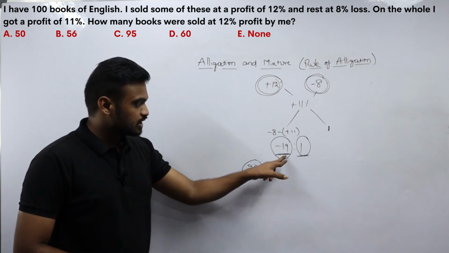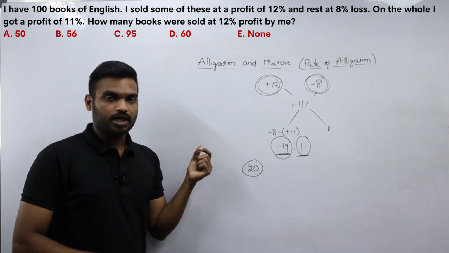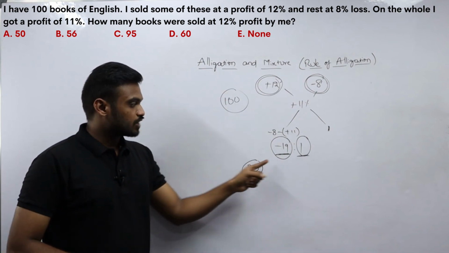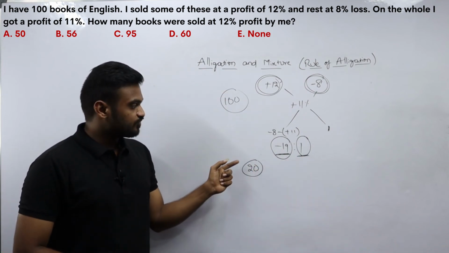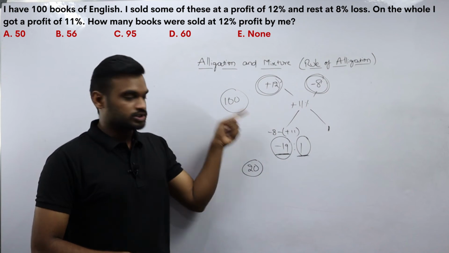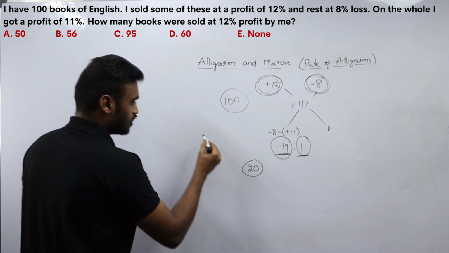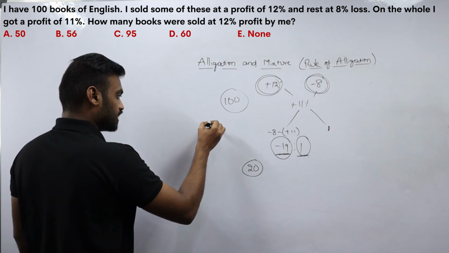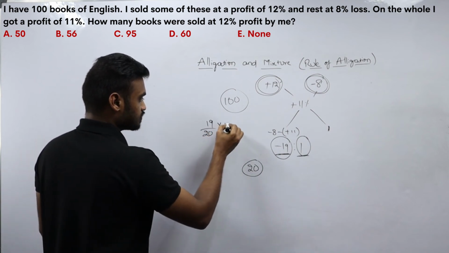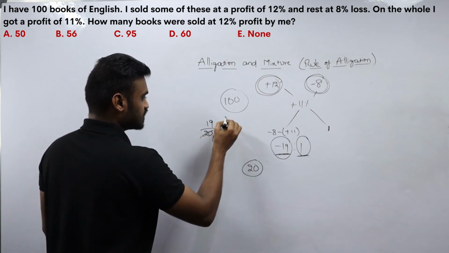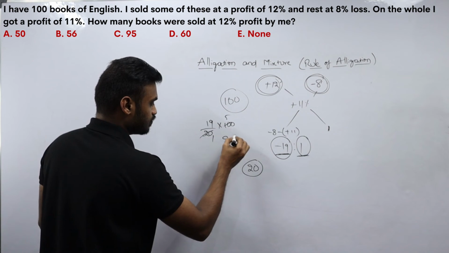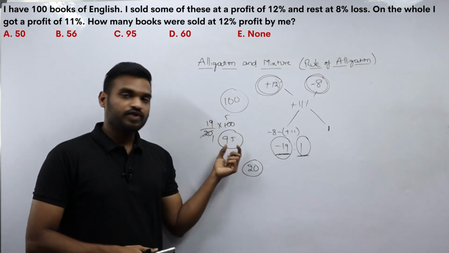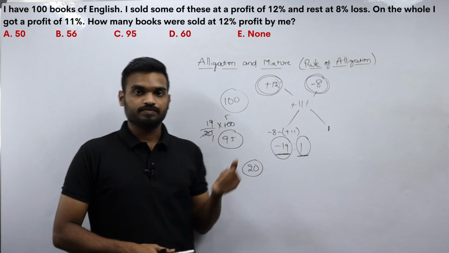So there are totally 19 and 1, and there are totally 20 parts in these 100 books. So out of 20 parts, the 12% profit books is 19 parts. So out of 20 parts, the total 12% profit books is 19 parts into 100. So I will get 20 5s are 100, 19 5s are 95 books. So out of 100 books, 95 books are sold at 12% profit.